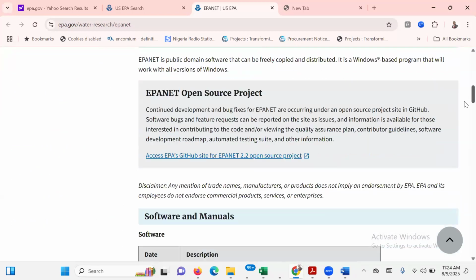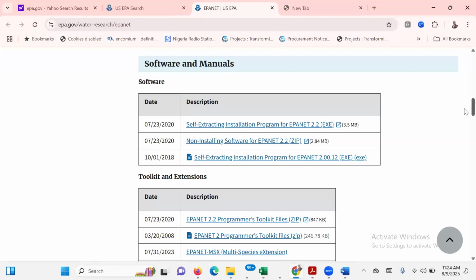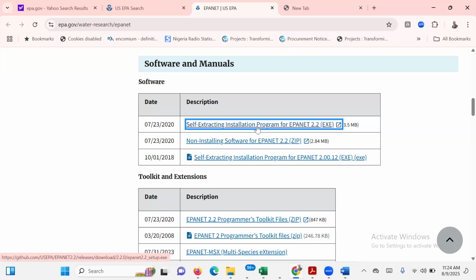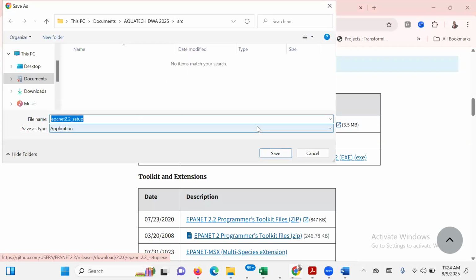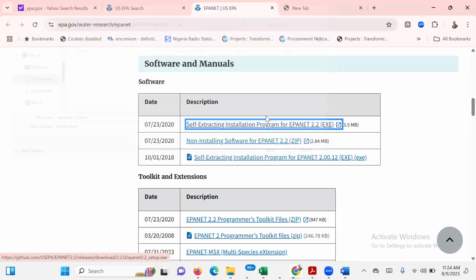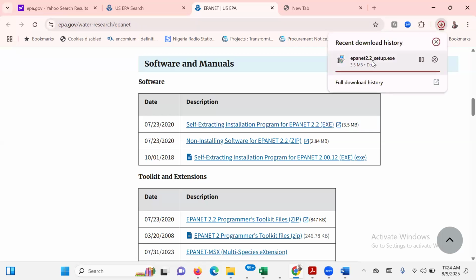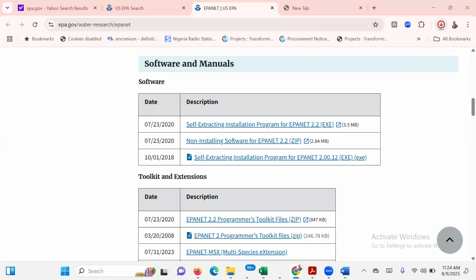Please, I want to ask, how many of us have downloaded it? You come here, you see the latest one, the self-extracting installation program. You click on it, it will download the program, and you save it somewhere. Please download it as I downloaded it. Go to Google, go to the EPA website. But if you've downloaded it, just say yes. Then I go here, I click on this, and then I run it. That's all. It takes just a few minutes. You just click yes, yes, yes, yes. It's a very simple software.